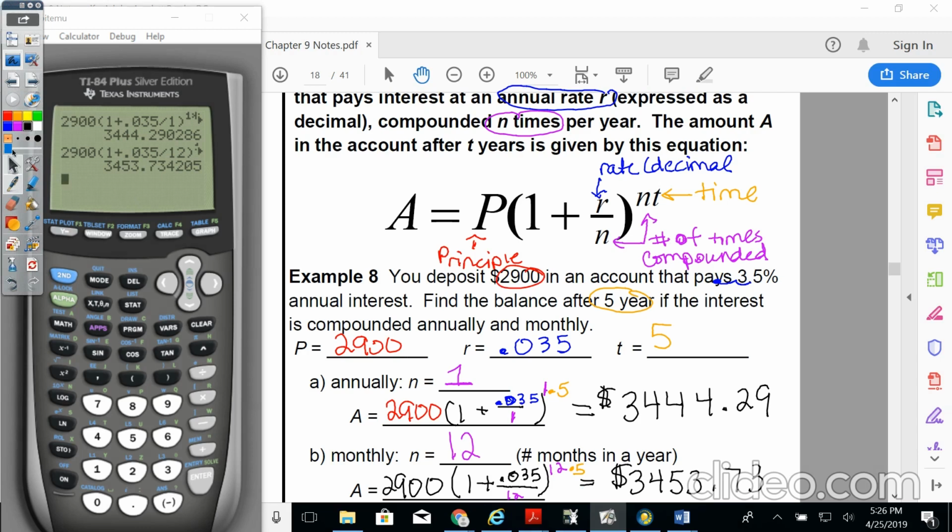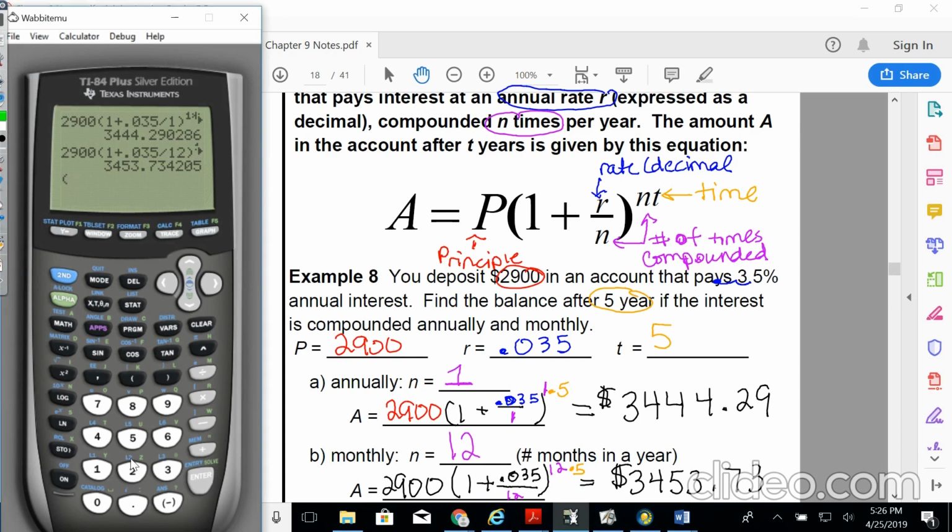So the reason I say it's better to type it in all at once is that, if you're doing order of operations, you would do the parenthesis part first. So 1 plus 0.035 divided by 12 gives you a number that, if you were to round it, would round to 1. And if it's 1, it's not going to change. It would be the 2,900 always.